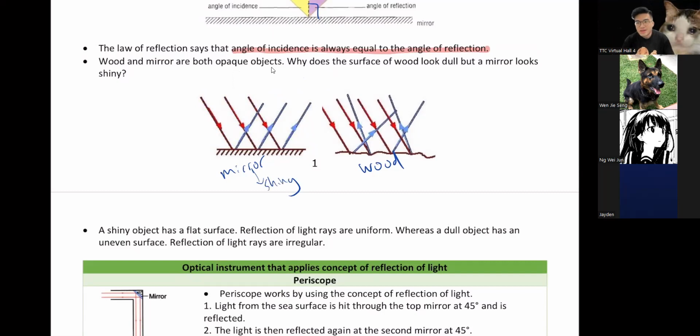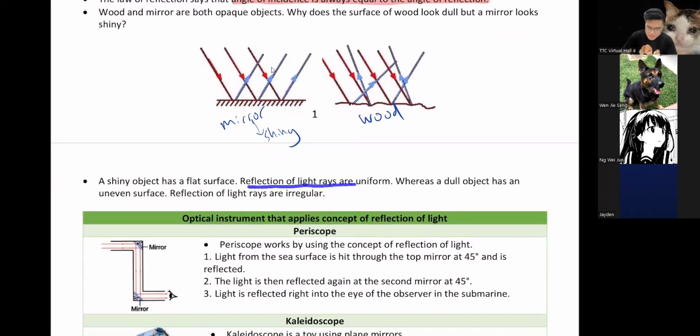They look good, right? It's like marching. If you see marching, they move their legs and feet in the same way, like this, you can see that uniform pattern and it looks nice. So same thing. When light moves in a uniform pattern, they look nice. That's why the surface will look shiny. So reflection of lights are uniform.